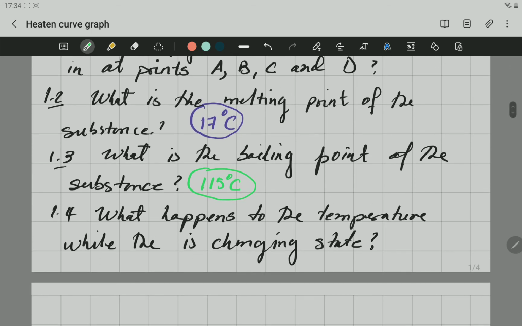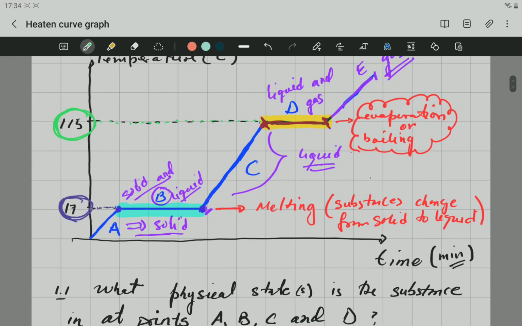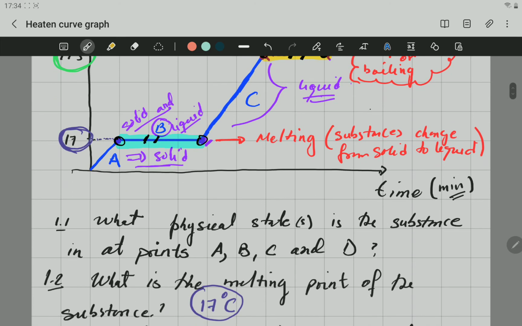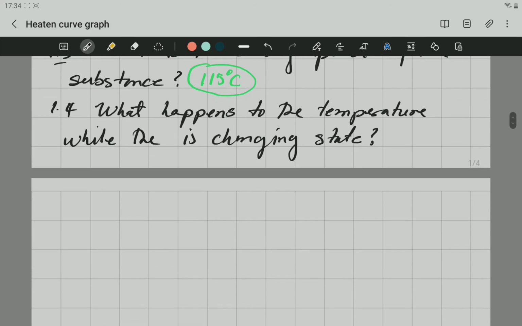Last one, what happens to the temperature while the substance is changing state? Okay, you can see here, whenever the substance is changing state, that is at point B and point D, the temperature did not change. In this case it is 115 throughout the whole process, and in this case it is 17. So at the time the substance is changing state, and this is the answer for 1.4, the temperature stayed constant.